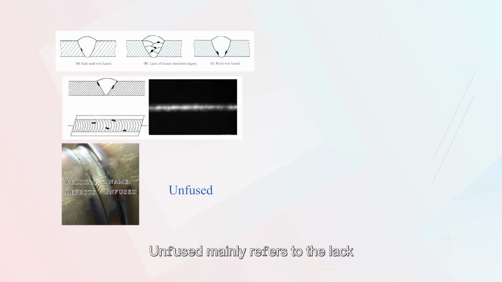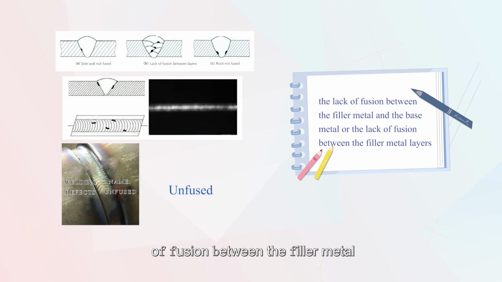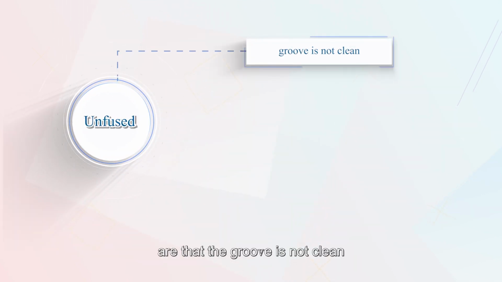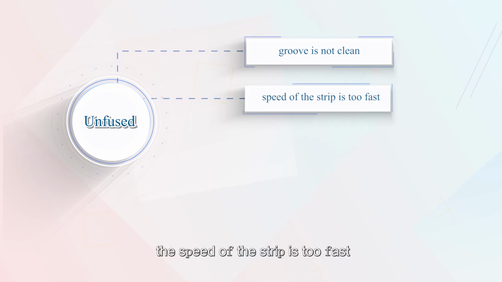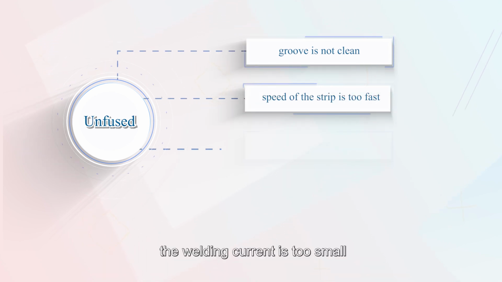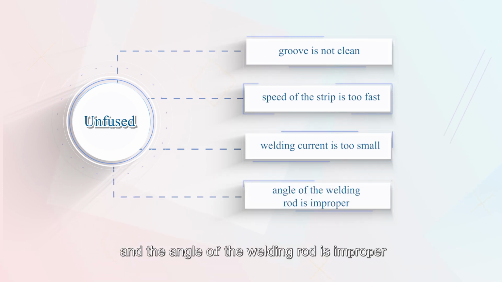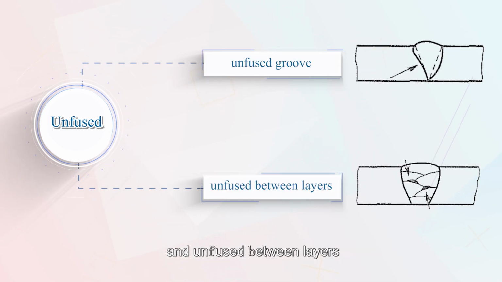Lack of fusion mainly refers to the lack of fusion between the filler metal and the base metal, or the lack of fusion between the filler metal layers. The main reasons for lack of fusion are that the groove is not clean, the speed of the electrode is too fast, the welding current is too small, and the angle of the welding rod is improper. Lack of fusion is divided into unfused groove and unfused between the layers.